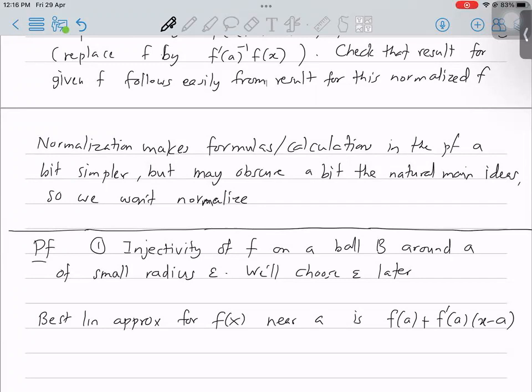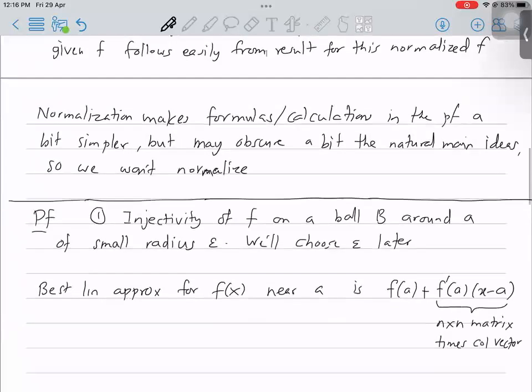And now we have to sort of understand that this looks exactly the same as what you wrote in school, but this second term is an n by n matrix times column vector. That's what this is. Okay. Now just imagine for a moment that the function f of x is actually equal to this function.